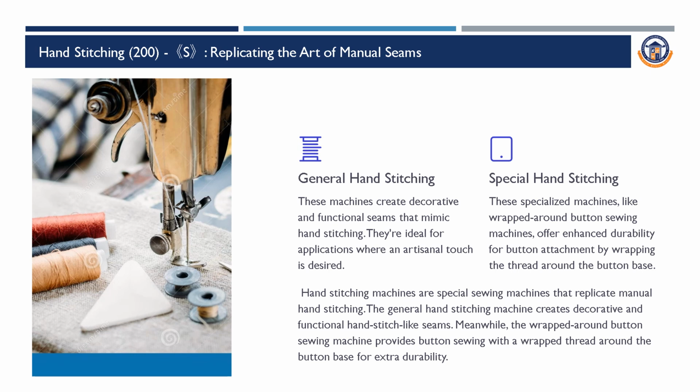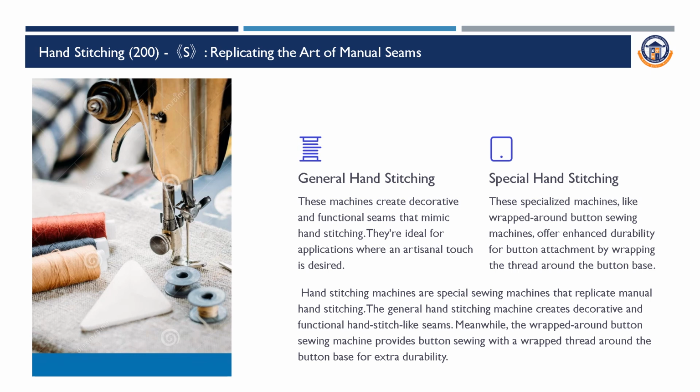Hand stitching 200 replicates the art of manual sewing. In the case of hand stitching 200, we have two kinds. One is the generally used hand stitching, another one is a special kind of hand stitch. Take the general hand stitching. These machines create decorative and functional seams that mimic hand stitching. They are ideal for applications where an artisanal touch is required.